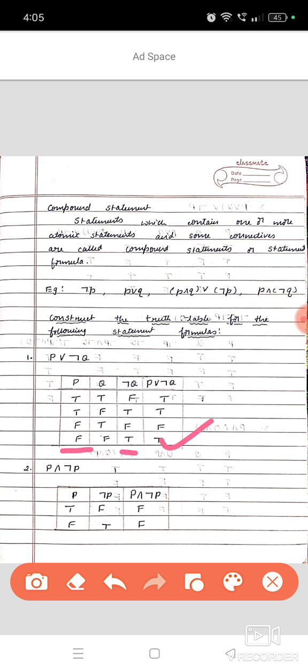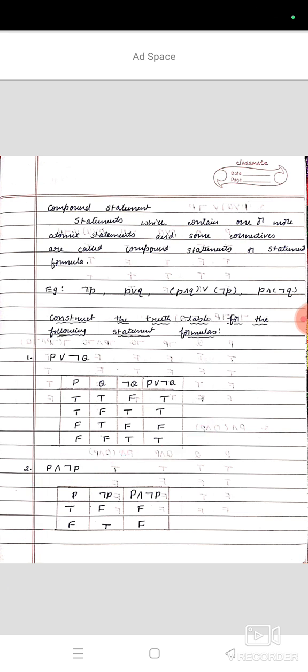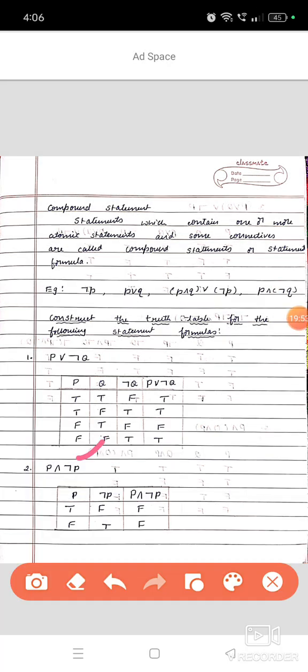Next, P and not P. Here we have only one atomic statement, P. So the possible cases are either it is true or it is false. To get P and not P, first we have to find not P. Not P is the opposite of P. Here P is true, not P is false. P is false, not P is true.